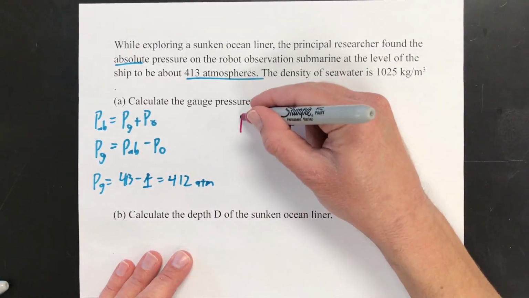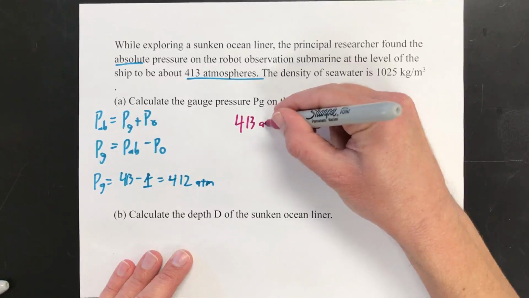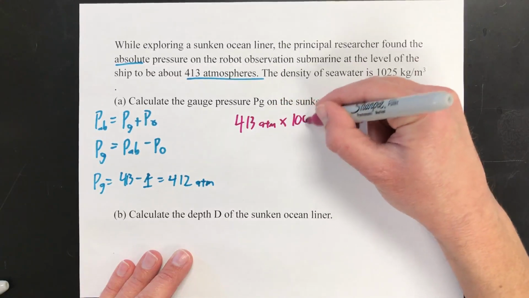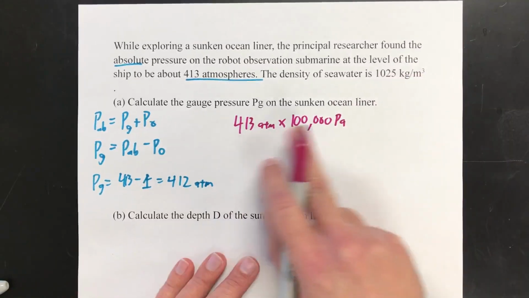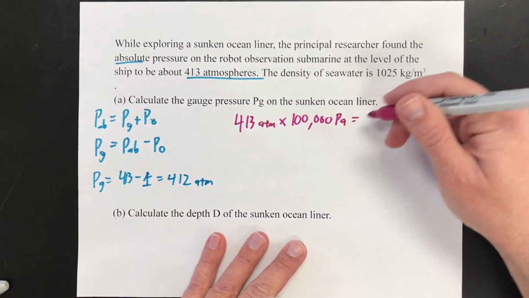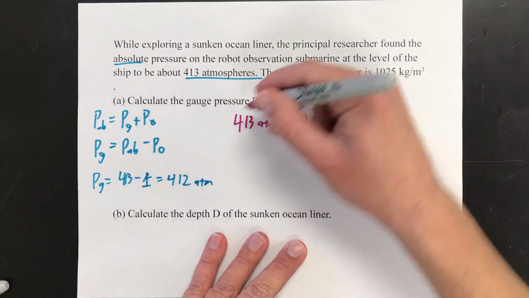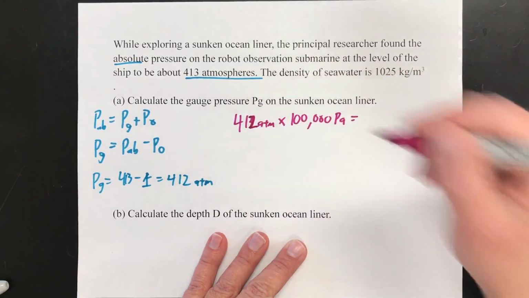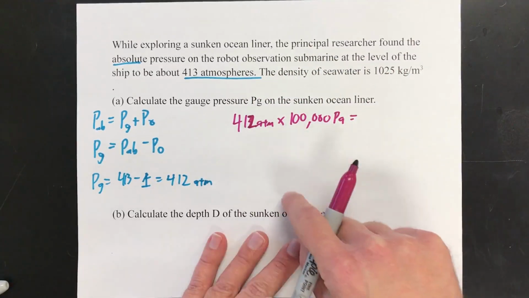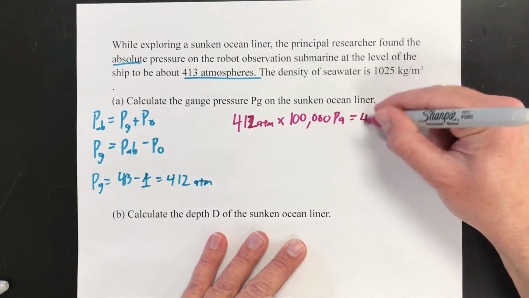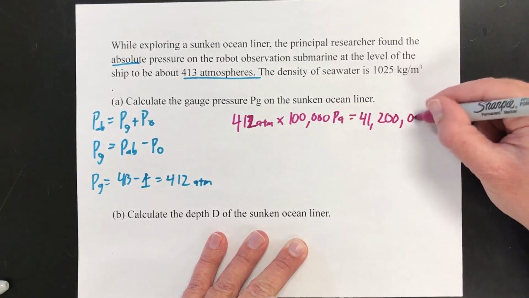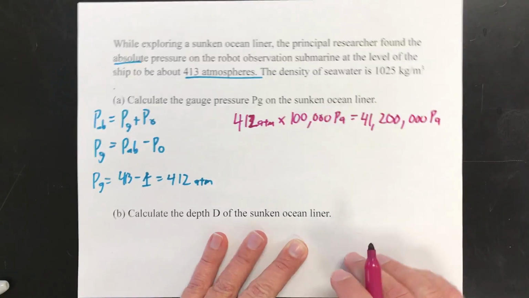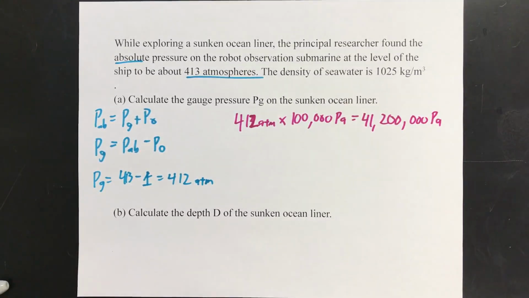So I'm going to go ahead and do that. 413 atmospheres, if we multiply that by 100,000 pascals, because each atmosphere is 100,000 pascals, we clearly will get there in this case. Whoops, sorry, it's not 413, it's 412 is our answer from here. So if you multiply that out, you get 41,200,000 pascals is the pressure there.